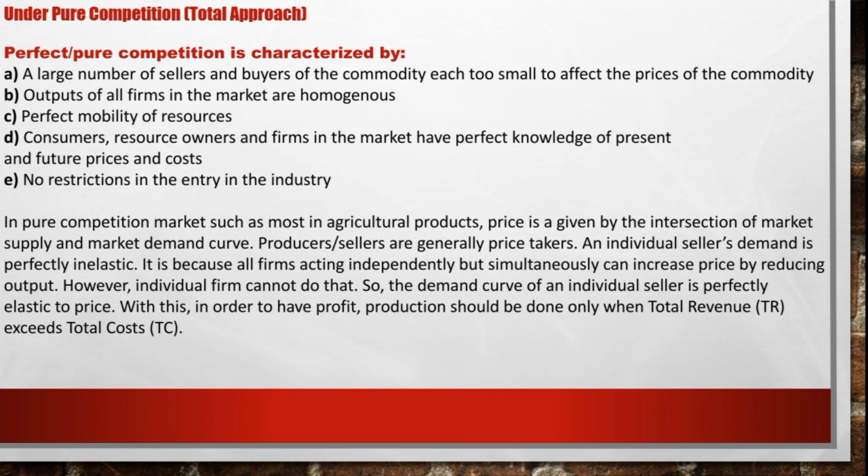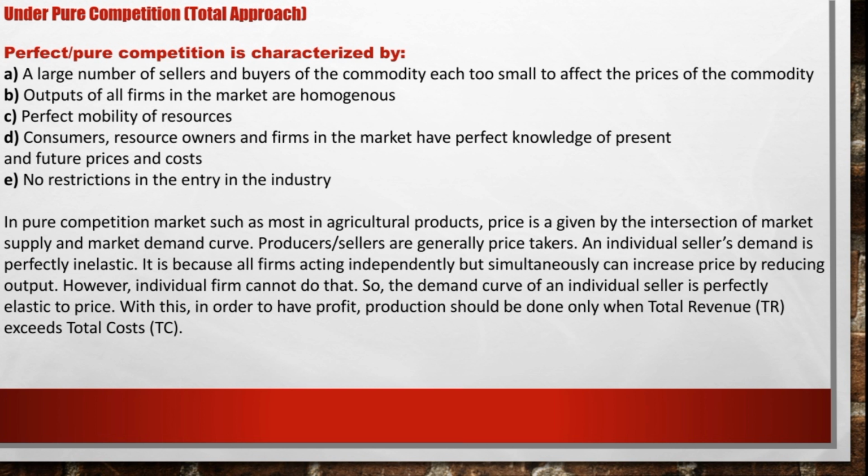Under the pure competition market approach, perfect pure competition is characterized by: A. A large number of sellers and buyers of a commodity, each too small to affect the price of the commodity. B. Outputs of all firms in the market are homogeneous. C. Perfect mobility of resources. D. Consumers, resource owners, and firms in the market have perfect knowledge of present and future prices and costs. And lastly, E. No restrictions on entry into the industry.